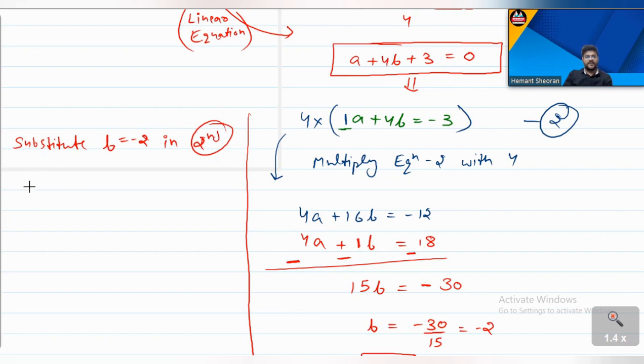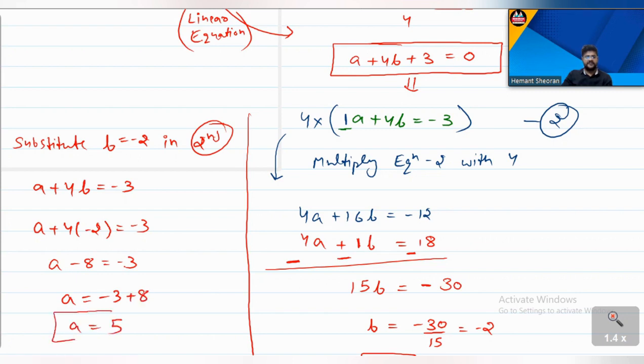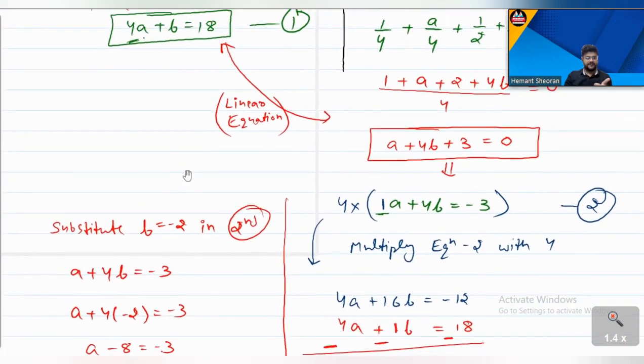So the second equation is a plus 4b equal to minus 3 for us. So if you put b as minus 2, a plus 4 times minus 2 is equals to minus 3. So a minus 8 is equals to minus 3. So a will come out to be how much? You will say minus 3 plus 8 and a will come out to be a positive 5. Get it? Yes or no? Okay, so this is the way we have to solve it out. The question is a bit bigger one, but if you know the concept, then you can do it easily. Yes or no?